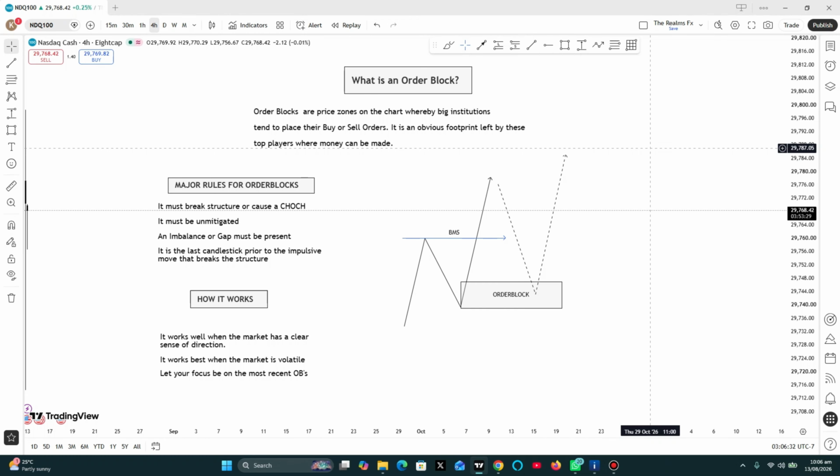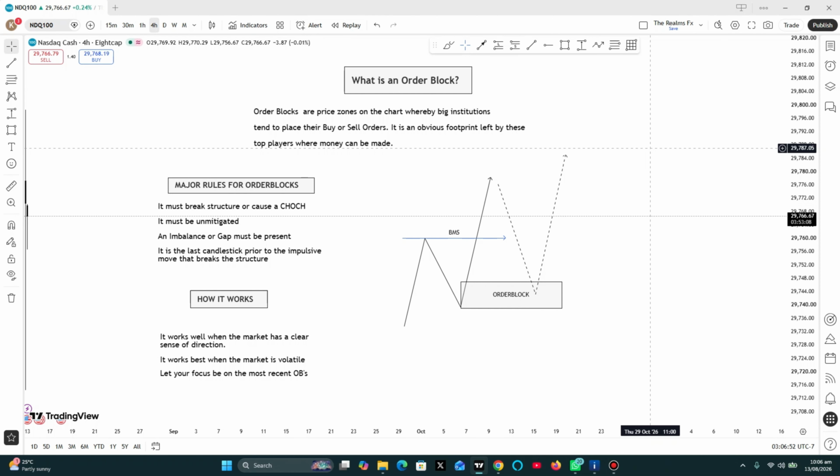Today we're going to talk about order blocks and how to trade them. So first things first, what is an order block? Order blocks are price zones in the chart whereby big institutions tend to place their buy or sell orders. It is an obvious footprint left by these top players where money can be made.